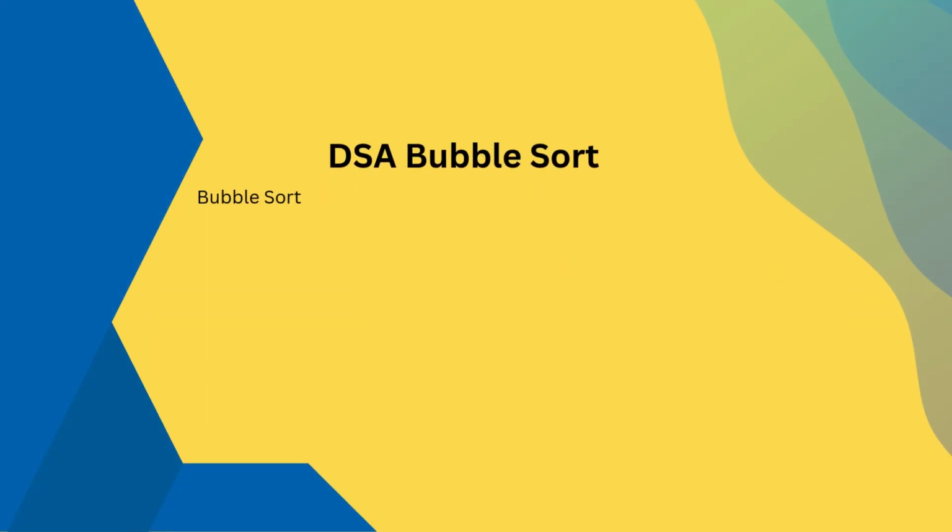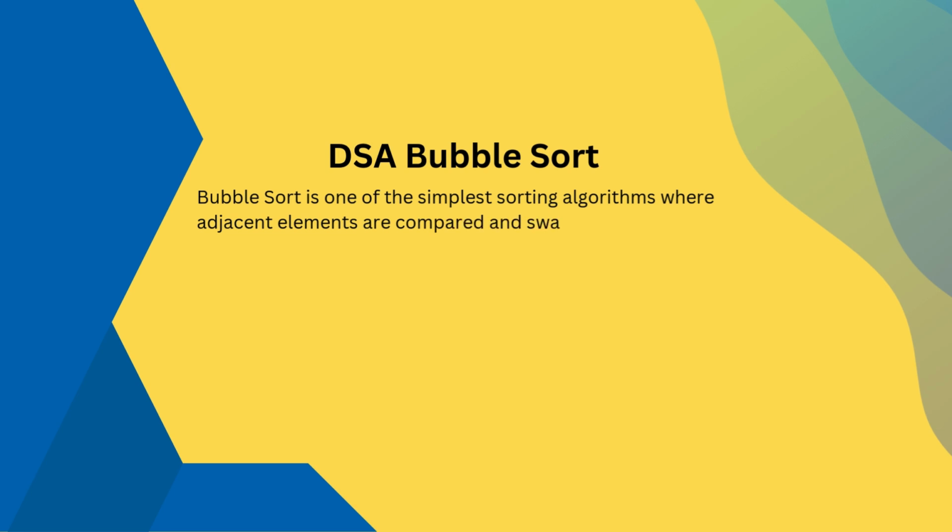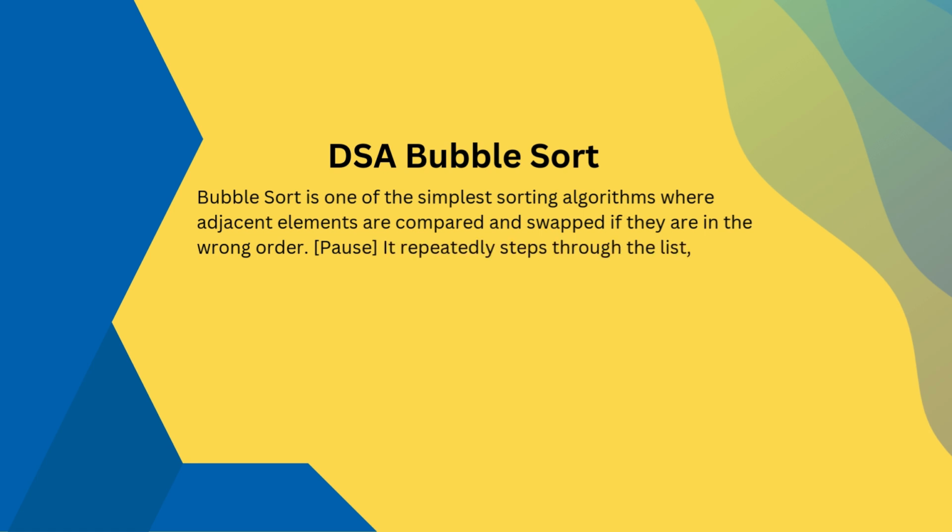Bubble sort is one of the simplest sorting algorithms where adjacent elements are compared and swapped if they are in the wrong order. It repeatedly steps through the list, and the largest element bubbles up to the top.